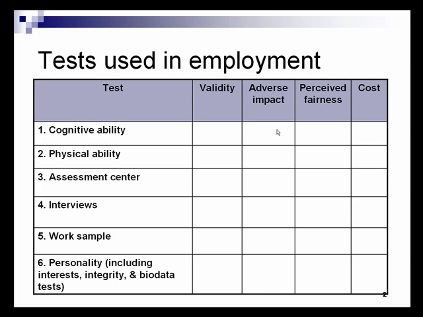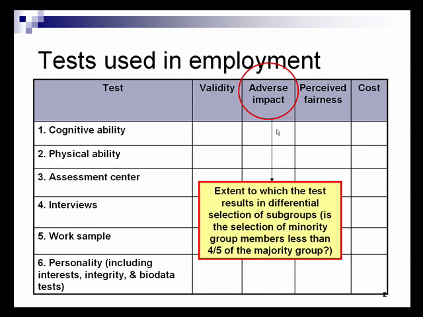The second criterion, adverse impact, is a bit more technical and refers to the extent to which the test results in differential selection of subgroups. In other words, is the selection of minority group members, whether it is females, African Americans or Hispanics, less than 4/5 of the majority group? If so, it leads to something that is negative called adverse impact, or at least negatively perceived by most legal systems. But take a look at all these different areas.